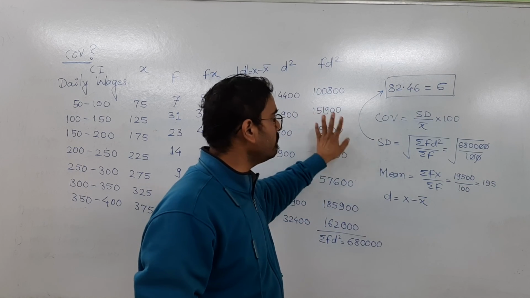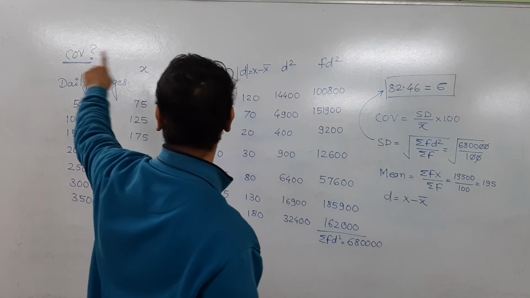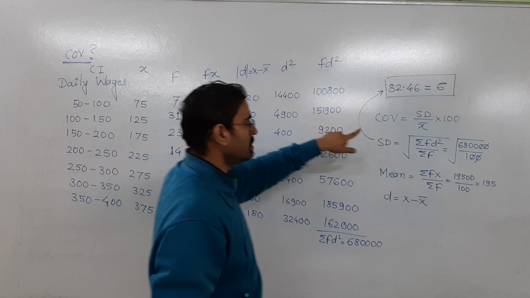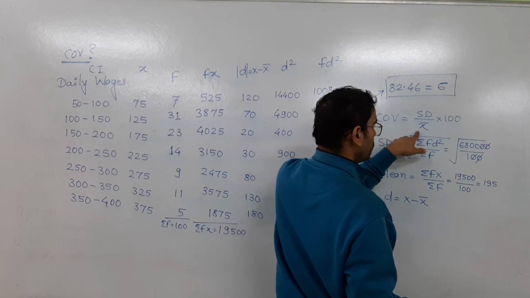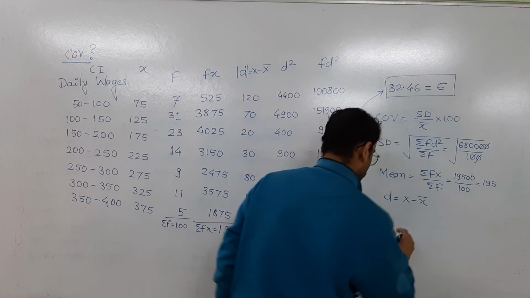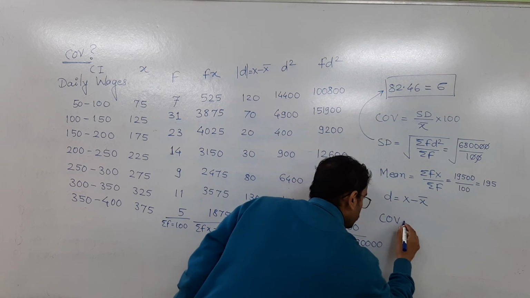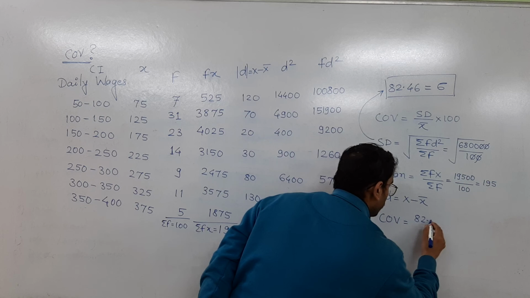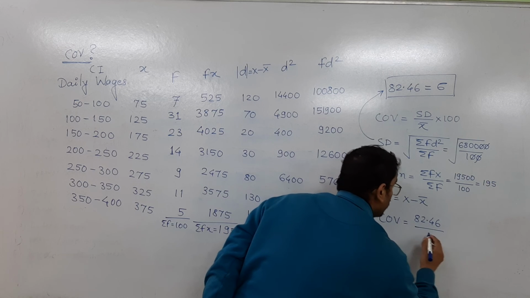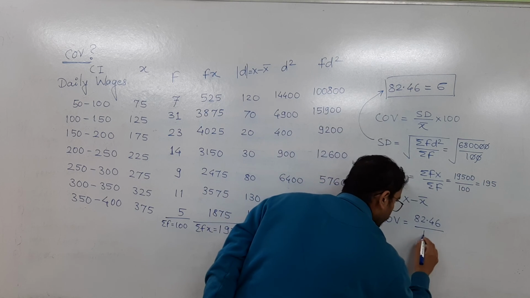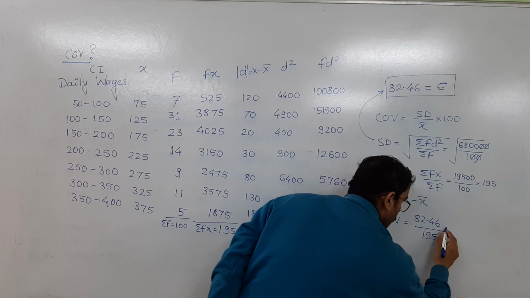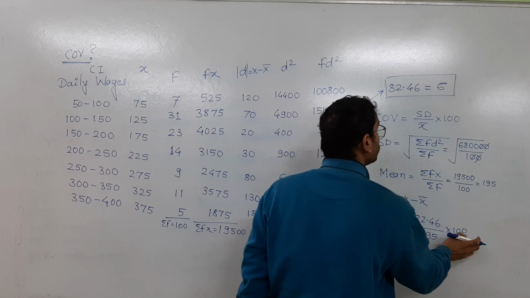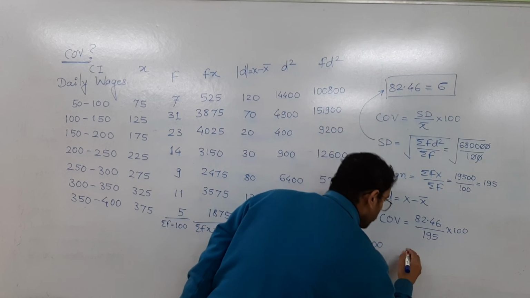But what do we basically want? We have to calculate the coefficient of variation. So coefficient of variation is nothing but what? Standard deviation divided by mean. So COV is equal to the standard deviation, which is 82.46, divided by the mean, which is 195, into 100. If you calculate in terms of percentage, you have to multiply it by 100.